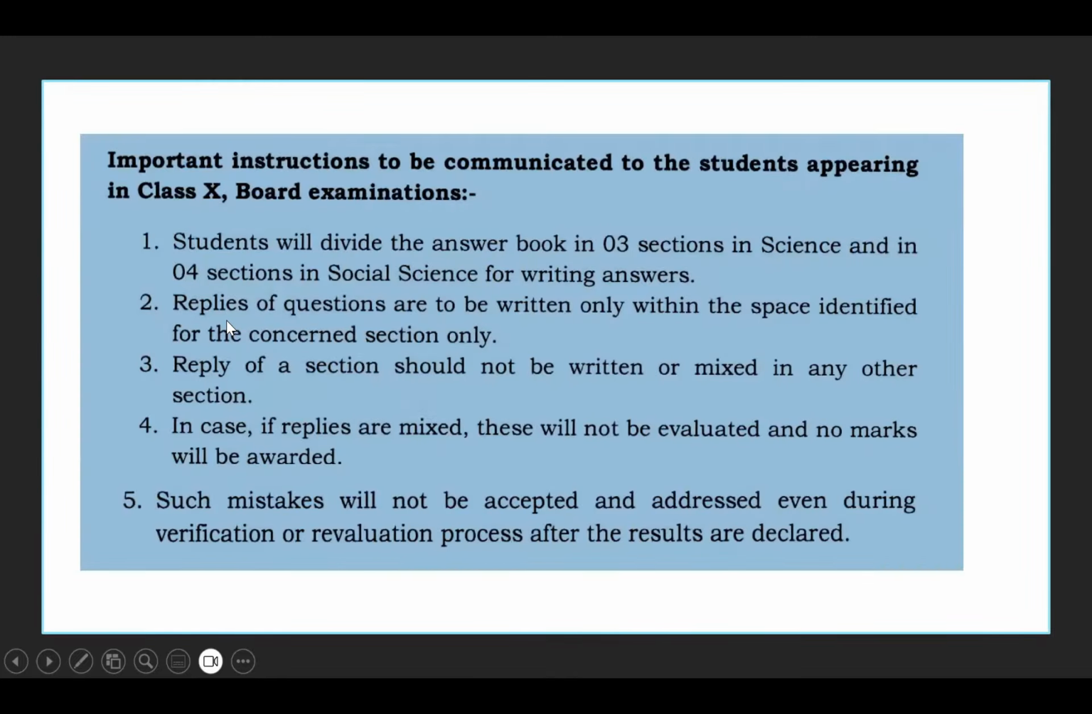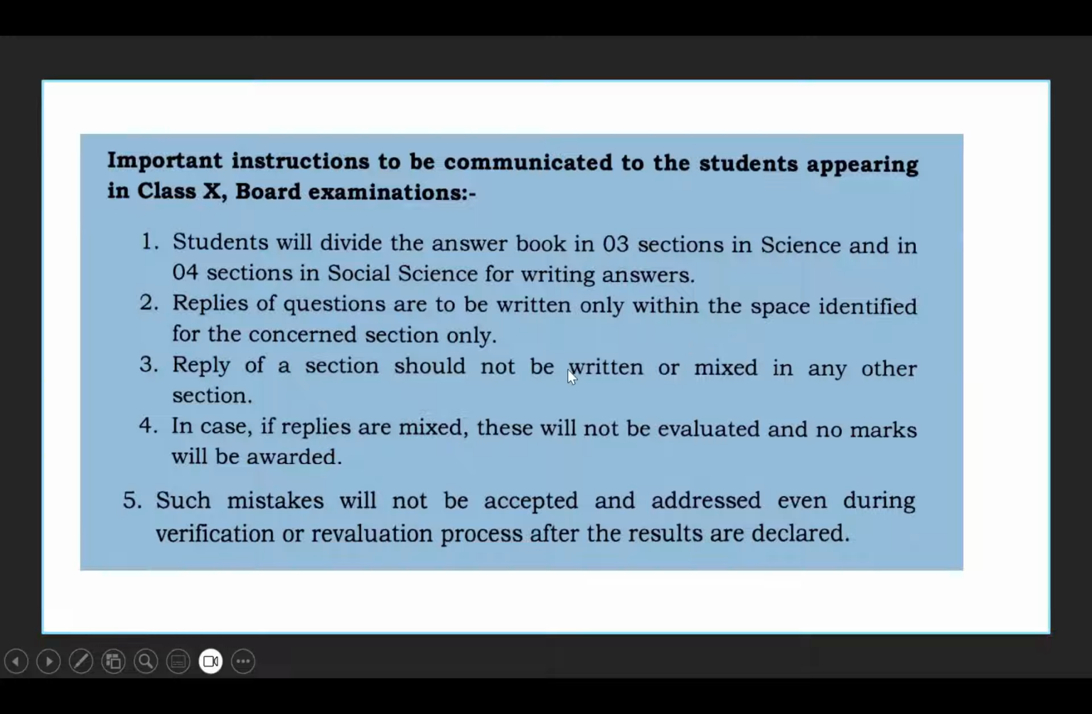Now, this is very important. This has been released by CBSE recently. It says that now the paper is divided into 3 sections in science and 4 in social science. The circular straight away says that the replies to these questions are to be written only within the space identified for the concerned section only, which means the reply of a section should not be written or mixed in any other section. So if you've started writing biology, you will have to make it a point that you write all the bio answers, then only you start with chemistry or physics, and vice versa.